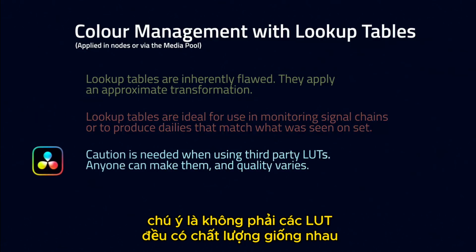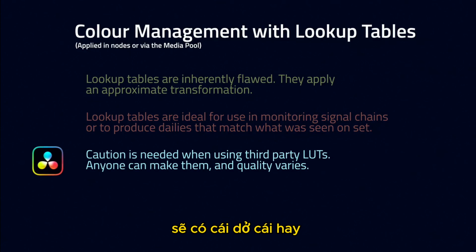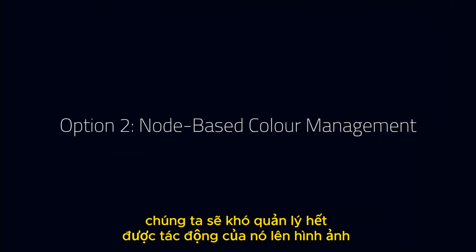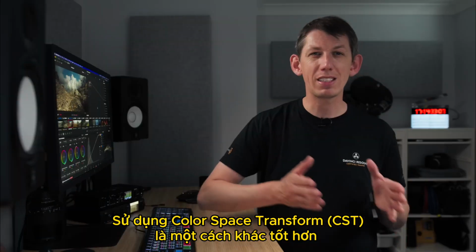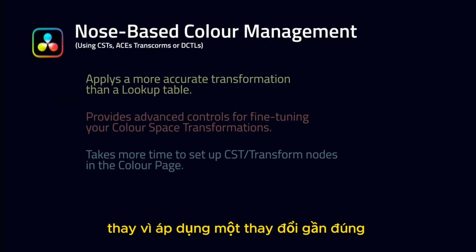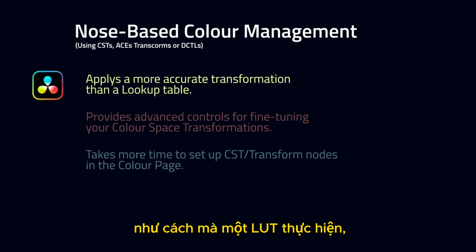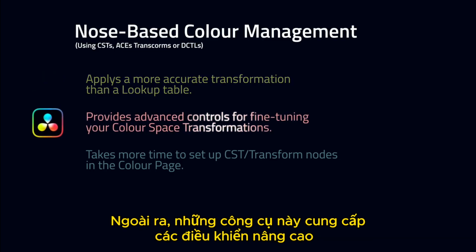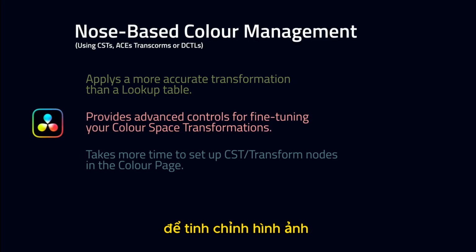Now, one last thing to be conscious of. Not all LUTs are created equal. Some do bad things to your image. Others work fantastically. Anyone can make them. Even if they're made well, their title or the comments contained within might not give a complete image of what that LUT does. A color space transform or ACES transform is a much better way of applying a color space adjustment to your image. Instead of applying an approximate change to your image like a LUT would, CSTs or ACES transforms apply a proper mathematically accurate transformation to your image. Additionally, these tools provide advanced controls for refining these color space transformations.